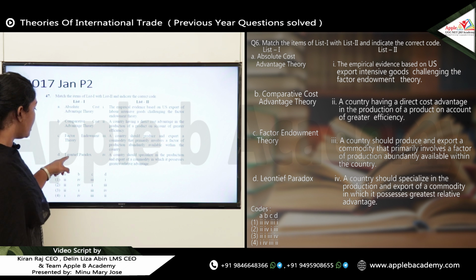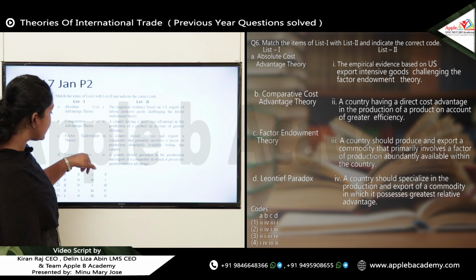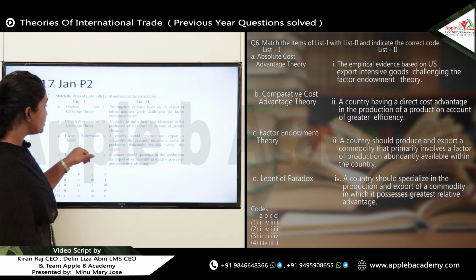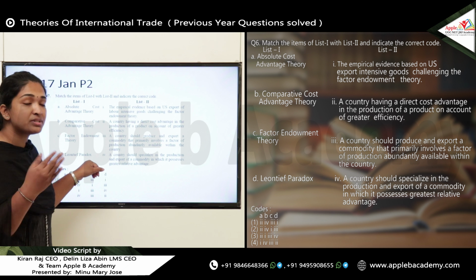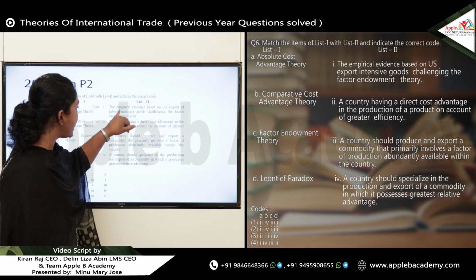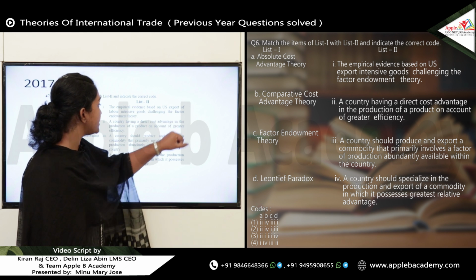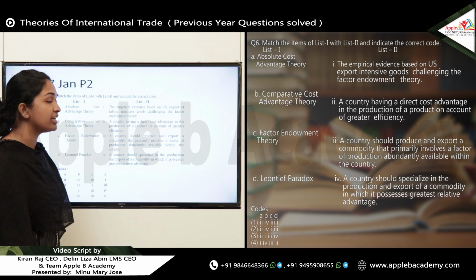And also the Leontief paradox, as we know, is the exact opposite idea, the empirical analysis of the factor endowment or Heckscher-Ohlin theory. The Leontief paradox gives us the opposite result of what factor endowment theory gave us. So a direct statement is given here, that is the empirical evidence based on US export of labor intensive goods challenging the factor endowment theory.